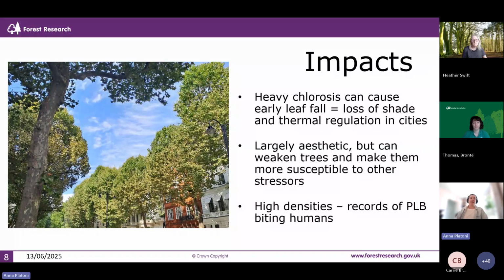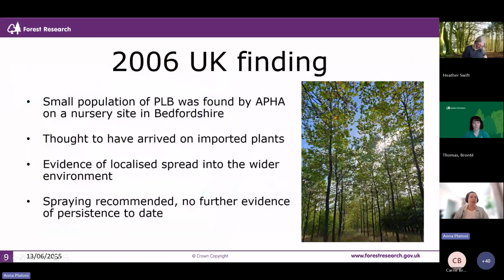So what's the story of PLB in the UK? I said at the beginning that this most recent finding, we're calling it a rediscovery rather than exactly a first report. The reason for that is because in 2006, a small population of PLB was found in a nursery environment by AFA in Bedfordshire.